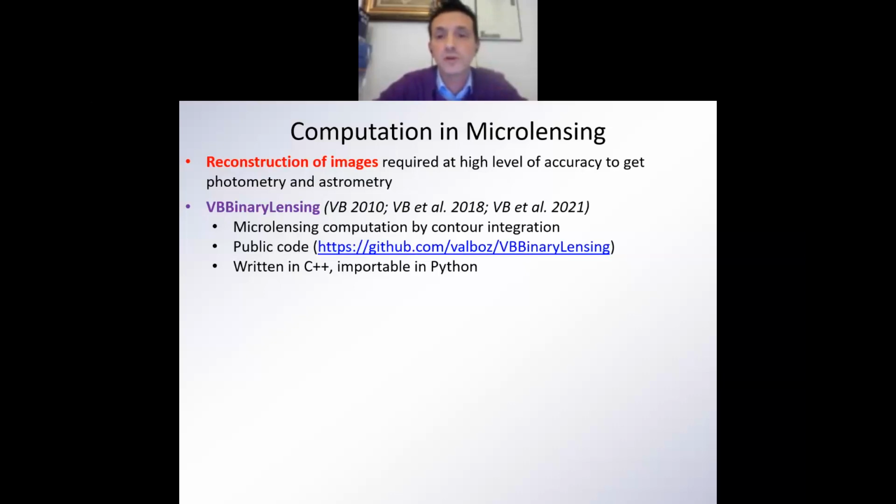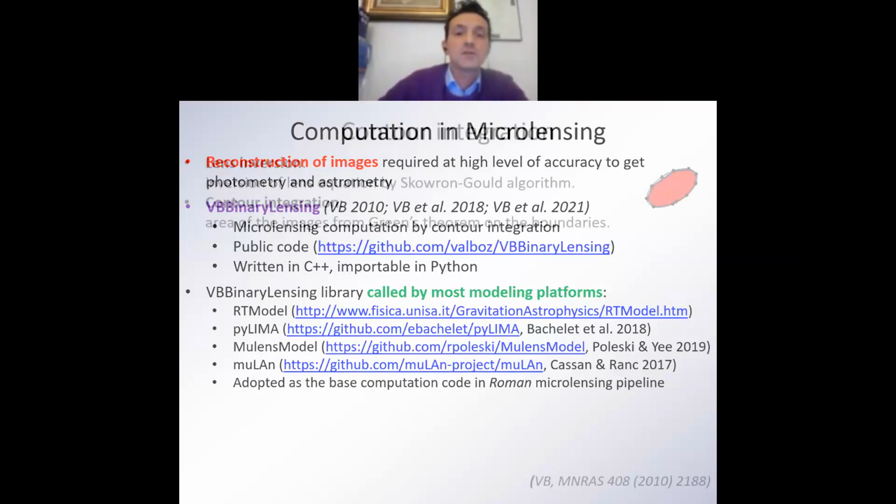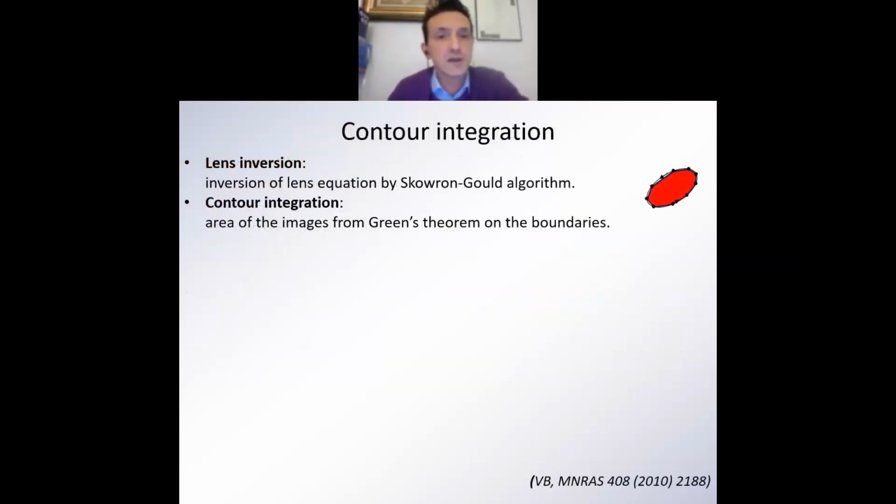It's a public code, so you can find it on GitHub. It's written in C++, so it's very fast, but it's also importable in Python. And now the VBBinaryLensing library is also called by most modeling platforms, such as MulensModel, as Radek showed, but also other platforms such as PyLIMA or muLAn, which are public. And this code is also adopted as a base computation code in the future Roman microlensing pipeline that we are going to build.